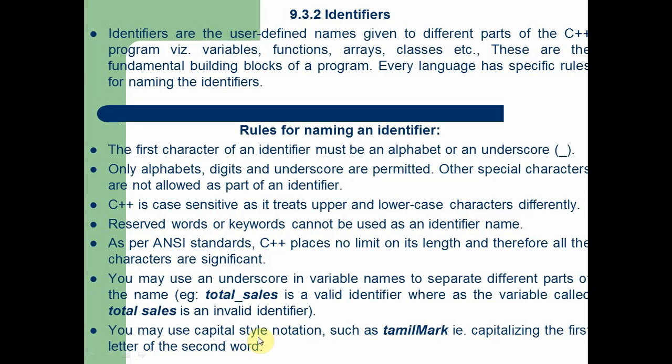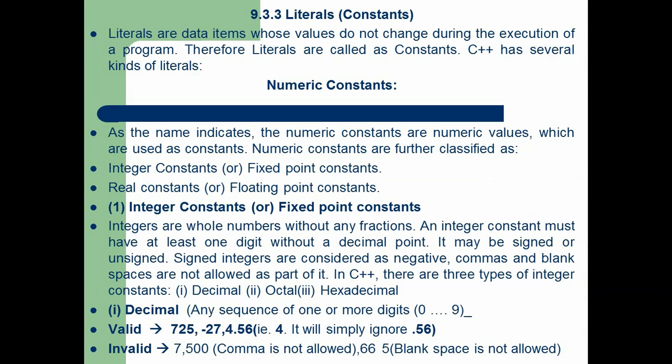You may use capital style notation such as Tamil mark, that is capitalizing the first character of the second word, which is also allowed in C++ identifier name rules. So these are the sub rules which you would remember at the time of allotting the identifier for any part of the C++ program like variables, functions, arrays and classes, etc.